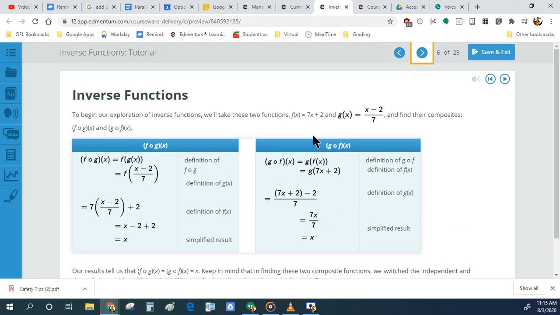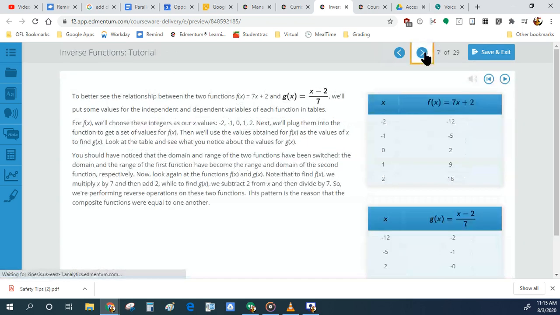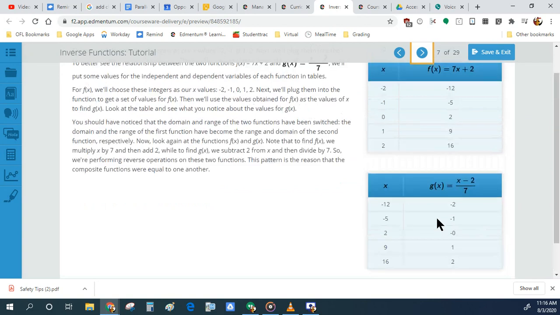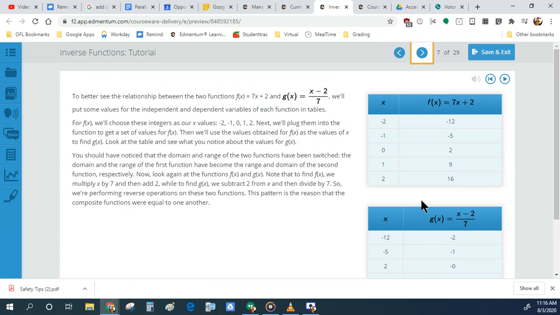So here are the functions that they gave us: multiplying by 7 and then adding 2. The opposite of that would be subtracting 2 and dividing by 7. So whether you do g into f or f into g, you're going to end up getting x as a result. Going further, that's going to switch our x's and y's. If you plug in -2, you're going to end up getting -12. If you plug in -12, you'll end up getting -2. It's literally just opposite. We're just flipping it over.